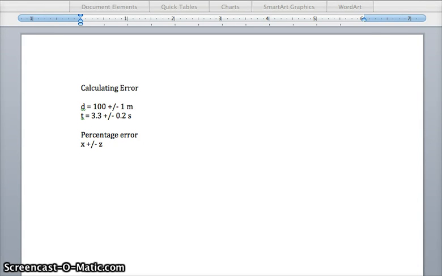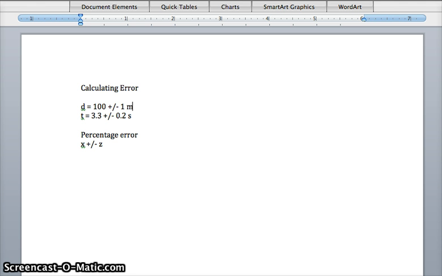Okay, so I wanted to do a quick screencast on calculations of error, both as it's done in the book and as we'd like you to do them in class this year. First of all, you usually see actual values given a value. Like if you're in science, you're given a value and you're given an uncertainty, like 100 plus or minus 1, or 3.3 plus or minus 0.2.